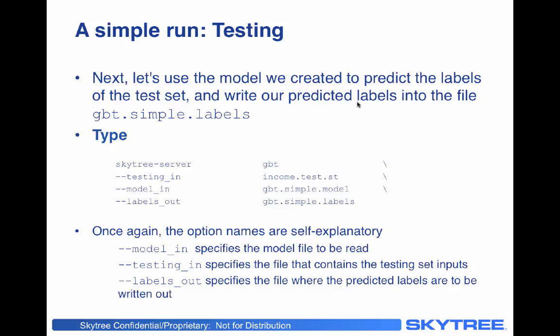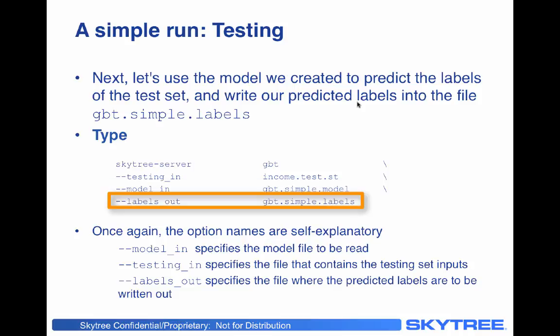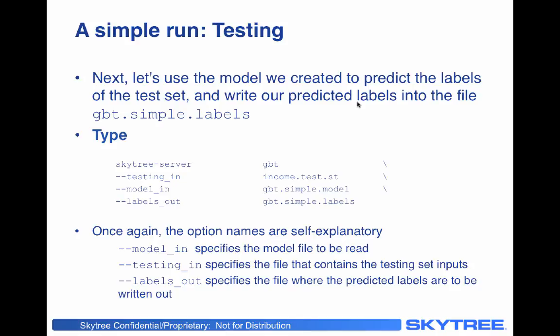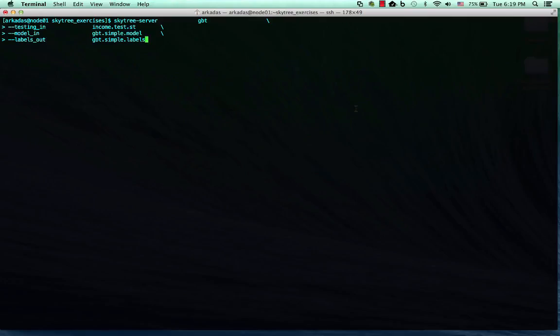We're going to specify a testing set, and we're going to specify the file that the model is in. And we're going to specify the file name where we want to write out the predictions. In this run, Skytree is going to read the model and read the test set and make predictions and write out the predictions. So let's run this command to make predictions on the test set.